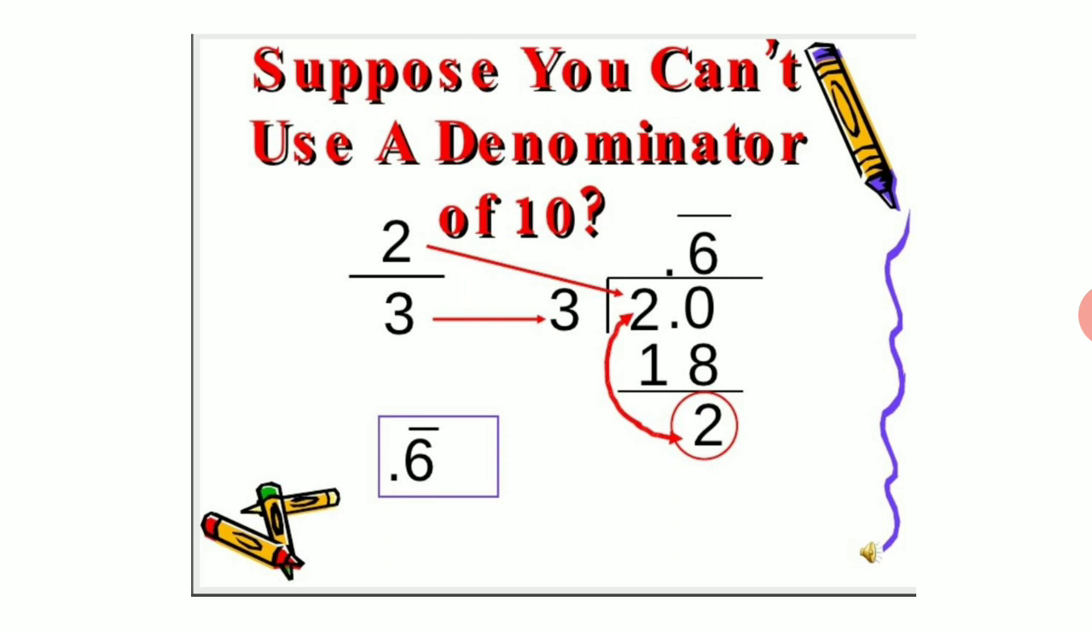Okay, so 2 by 3 we get the answer as 0.6, and if we go on further dividing, this will go on coming as 0.666 like that.